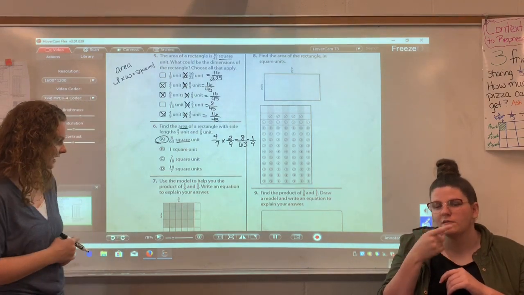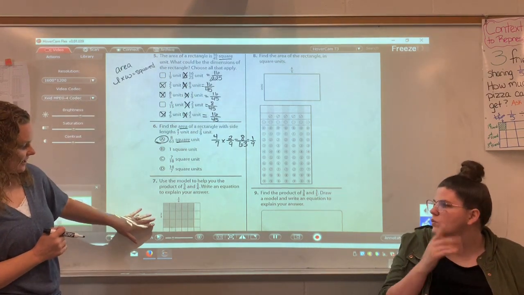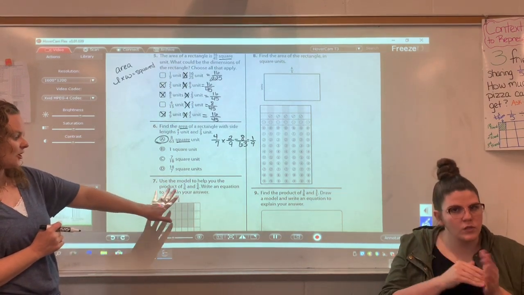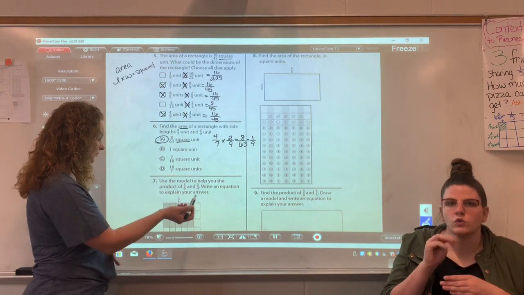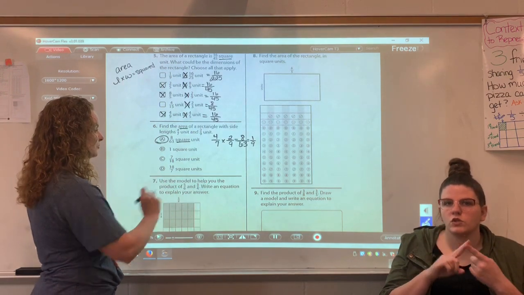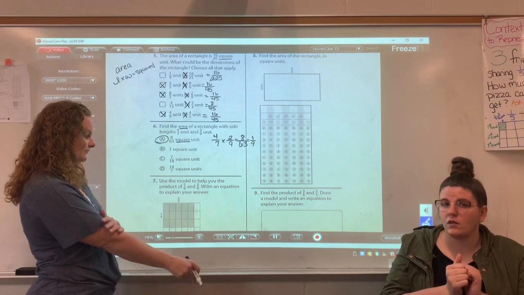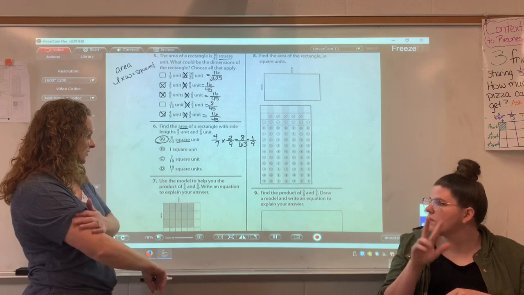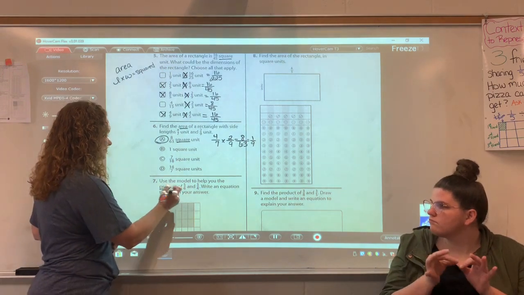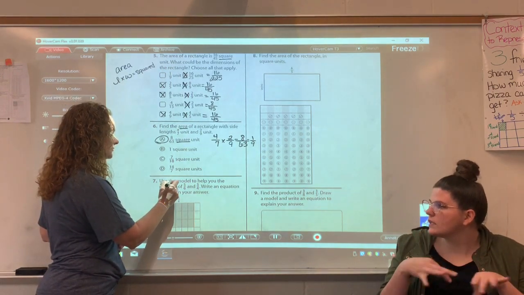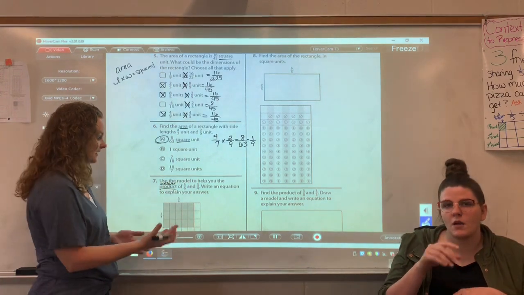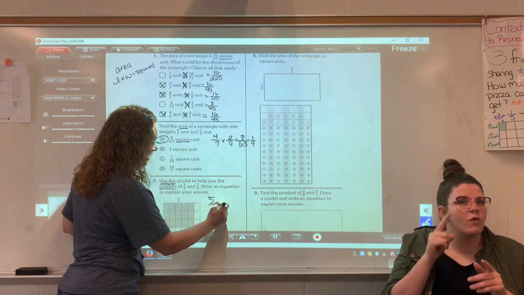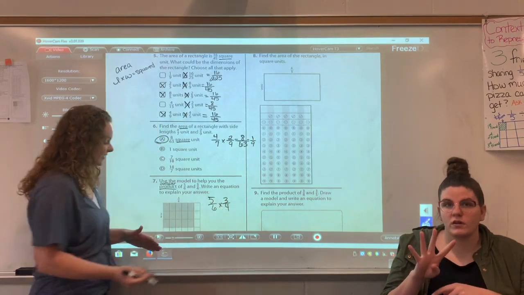Okay. We're going to try to do this one. I know it's kind of cut off down here, but this is one of our models again. Use the model to help you. I'm guessing they're missing the words with the product of 5/6 and 3/4. Write an equation to explain your answer. Okay, so product meaning answer to a multiplication problem. So a product is the answer of multiplication. So we're taking 5/6 times 3/4. Now they already have that drawn out.